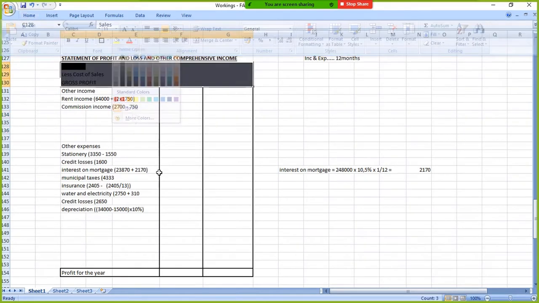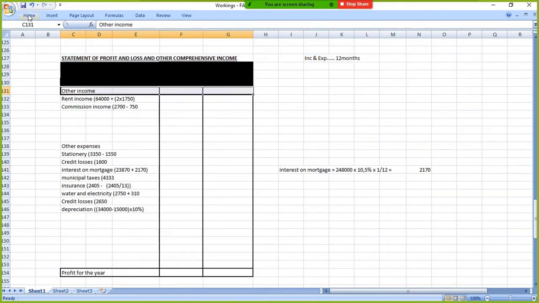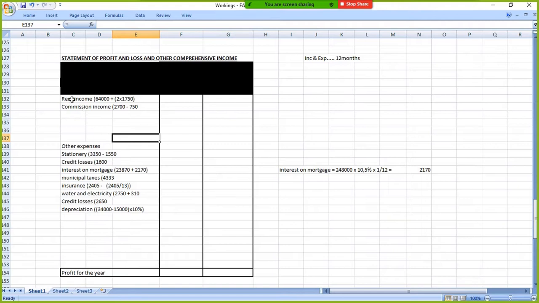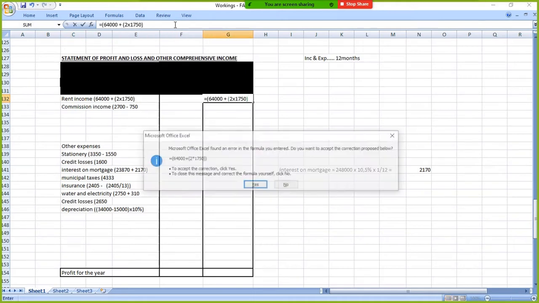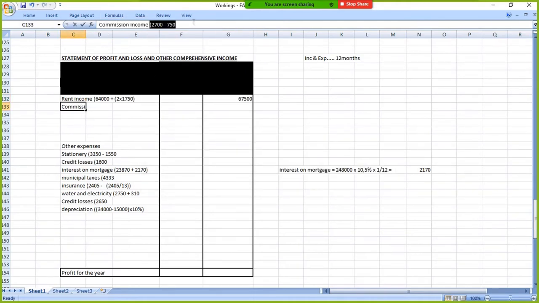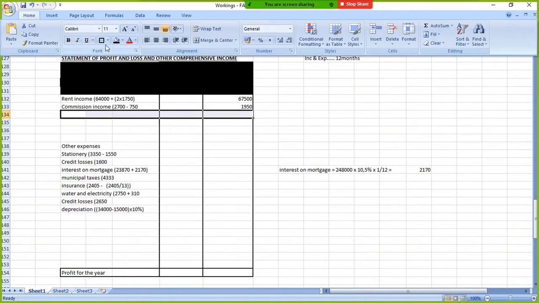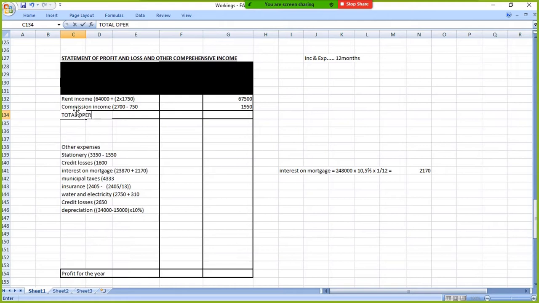In some questions, you might have it, then you'd have to complete it. You won't even have other income, you'll just have income. So that's where I am currently. Rent income, add up. Commission income, subtract. Then maybe you can put a little line here and just say total operating income, just to show a total, because we don't have gross profit. There's no gross profit here. The total would be the sum, and then you'd add up those two.